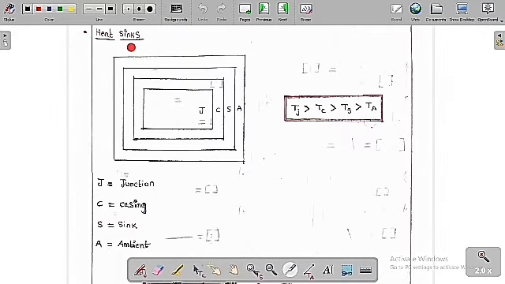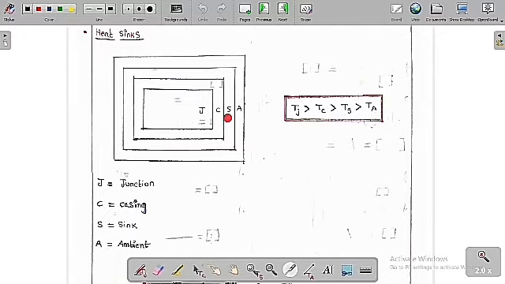So now we'll discuss the heat sinks. This is basically a heat sink. I have already told you about the heat sink. It is basically made of aluminium. So it is going to have 4 junctions, J, C, S, A. J is called a junction, C is called a casing, S is called a sink, and A is called an ambient. So JCSA: junction, casing, sink, ambient.